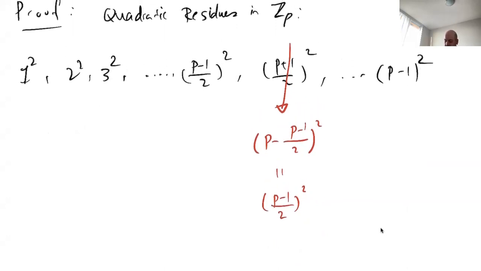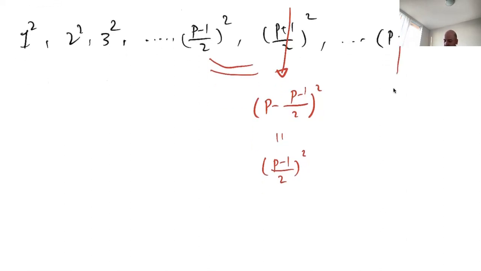So these two are equal. Then you will see that the term after this one is equal to the term before it. The one before is (p minus 3)/2, and the one after is (p plus 3)/2. So the squares of these will be equal. And so on, all the way until the first one is the same as the last one, right? (p minus 1) squared is the same as, because p is 0, minus 1 squared, which is the same as 1 squared.